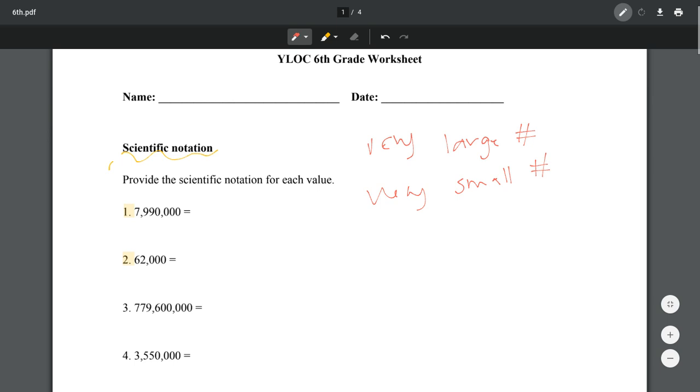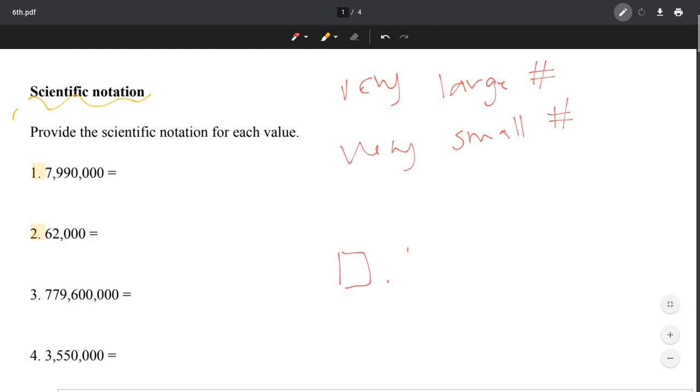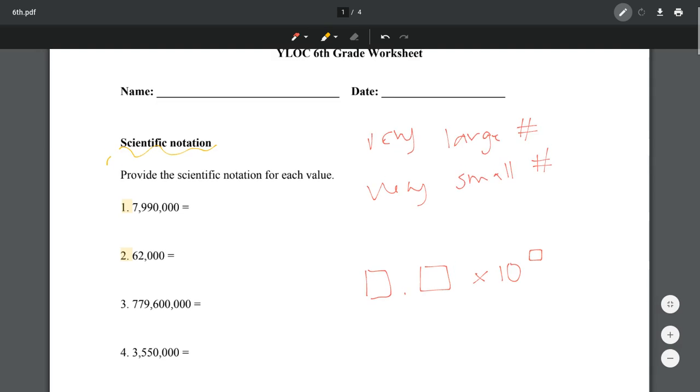It is written in the form of a number between 1 and 10, then a decimal point and then another number, multiplied by a power of 10. So it is when a number between 1 and 10 is multiplied by a power of 10. So let's actually look at the problems.